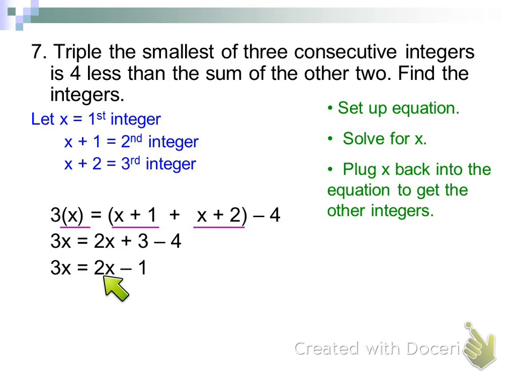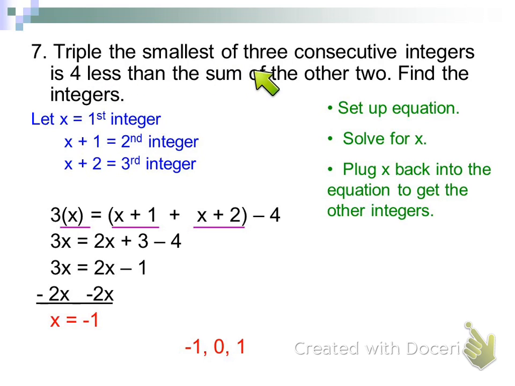Now, we haven't seen any like this. Do you guys know what to do here? Yes? Yeah, you want to get the x's together, so you actually are going to subtract this whole term. You're going to subtract 2x from both sides, and that gives us x equal to negative 1. All right, and if x equals negative 1, then the next integer would be 0, and the next integer would be 1.